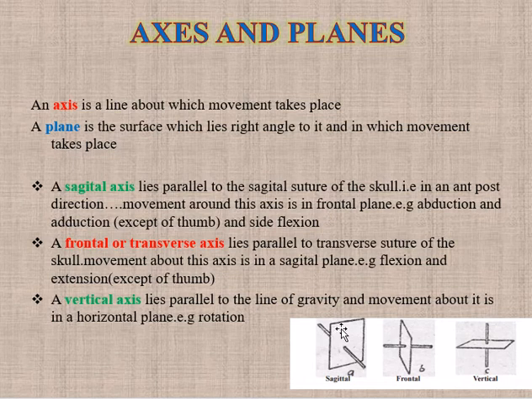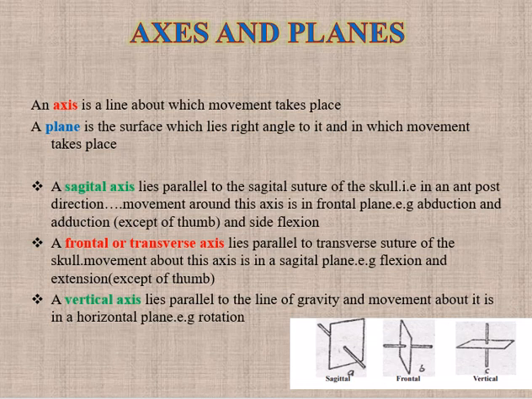Look at this diagram. If you pick up a piece of paper in this way and pass a pencil in an anterior posterior direction, then this is a sagittal axis, and when you pick up the paper in this way and you pass the pencil or pen in this direction, then it is frontal axis or transverse axis, horizontal. And then if you pick up the piece of paper in this way and pass the pencil in this direction, then it is vertical axis.